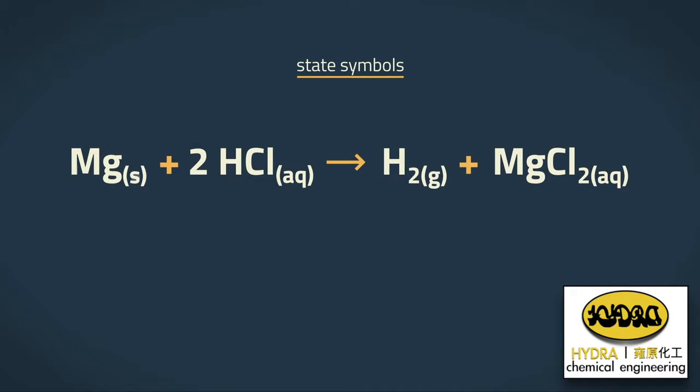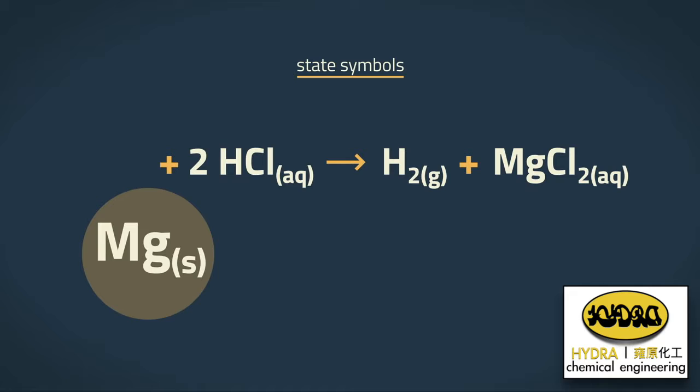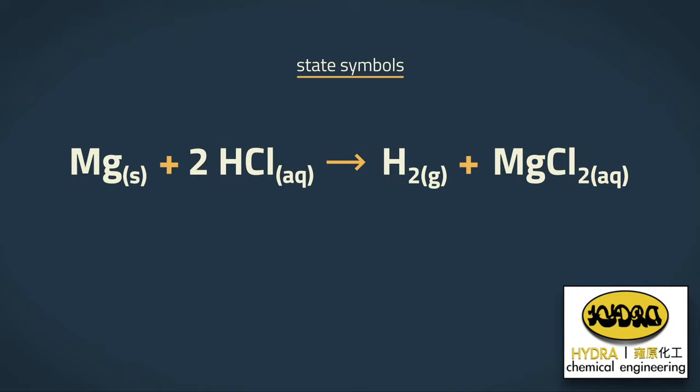This is written after each reactant or product in brackets and in subscript, meaning a bit lower than the actual text. As magnesium metal is solid, we represent this state with lowercase s in brackets, in subscript right after the symbol. Hydrogen gas has a state symbol g because it is a gas.